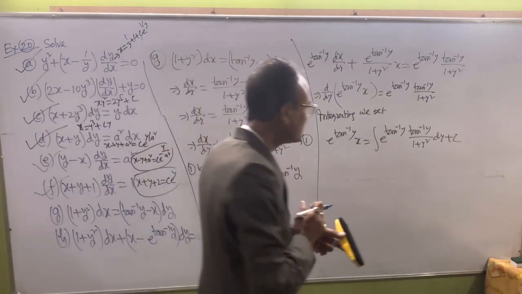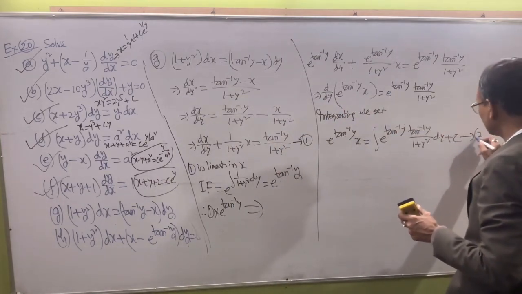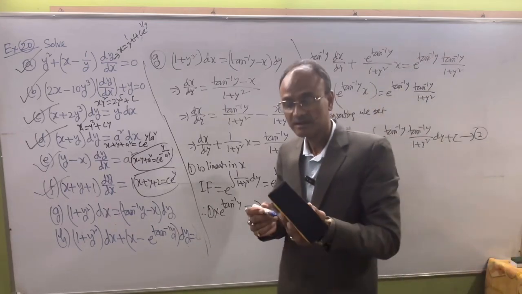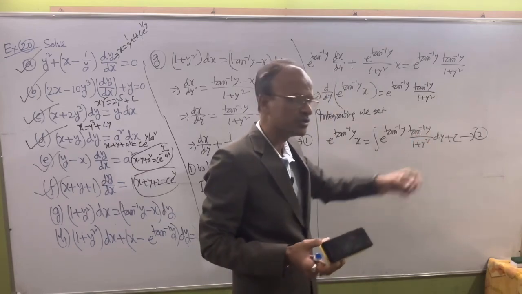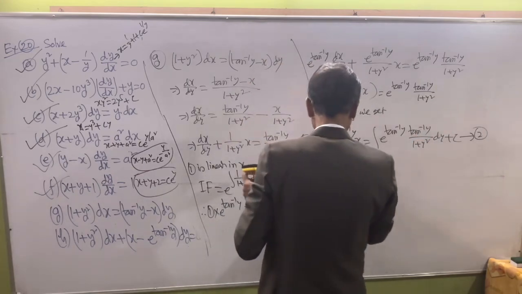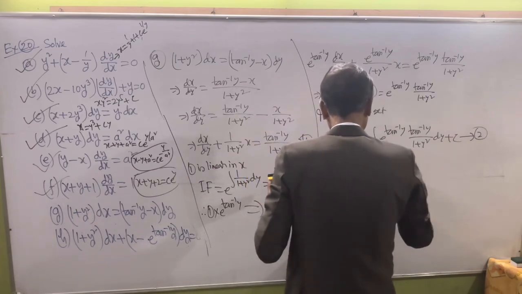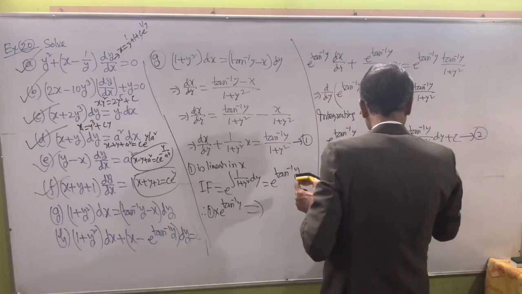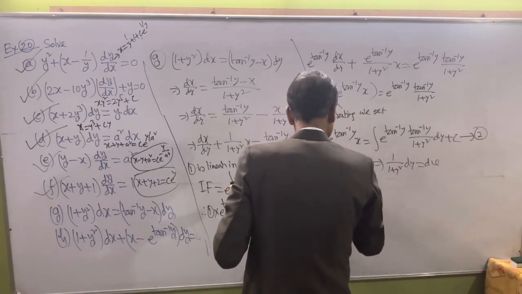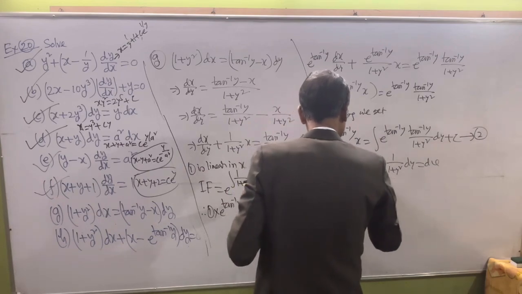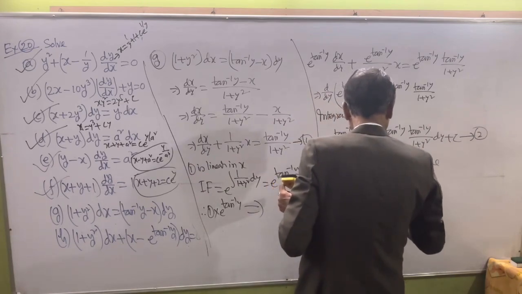It will be like this. Now, suppose this is number 2. Now we have to integrate this one. Just put tan inverse y equal to v. This means 1 by 1 plus y square dy is equal to dv. Therefore, integral e to the power tan inverse y into tan inverse y 1 by 1 plus y square dy.